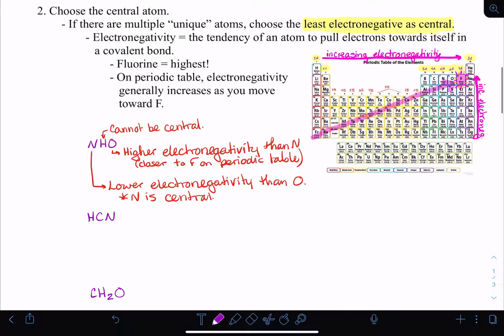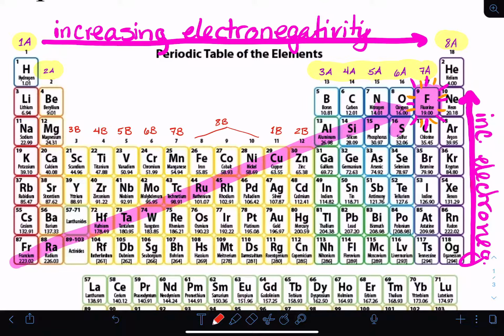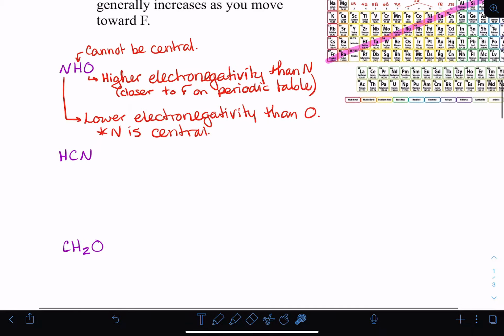So choosing our central atom, we know once again that hydrogen is just not a contender. It can't be central ever. So we're really looking between carbon and nitrogen for which is less electronegative. So nitrogen is here, carbon is here. Nitrogen is closer to fluorine, so it has a higher electronegativity. We want the lower electronegativity as our central atom. So our central atom is going to be carbon.